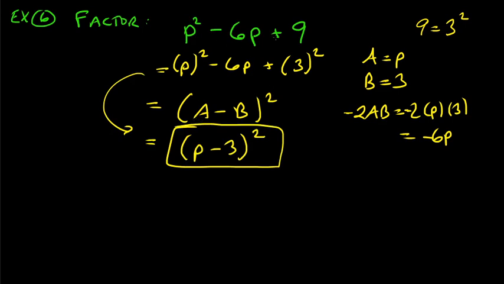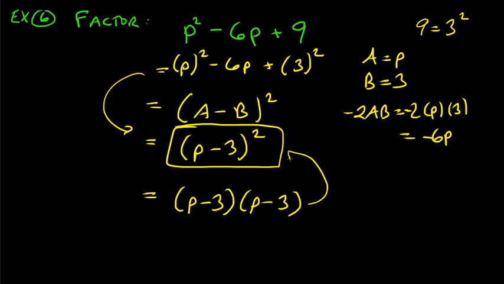And of course, you could have done this by just the usual AC method, or just ask what two numbers multiply to 9 and add to negative 6? Well, it's negative 3 and negative 3. So if you did it that way, you might have factored it as p minus 3 times p minus 3, which is correct.